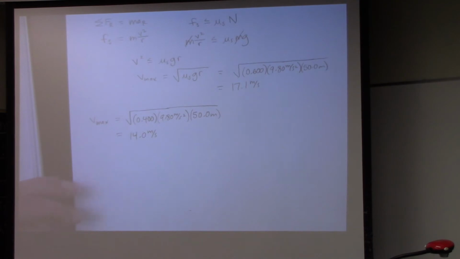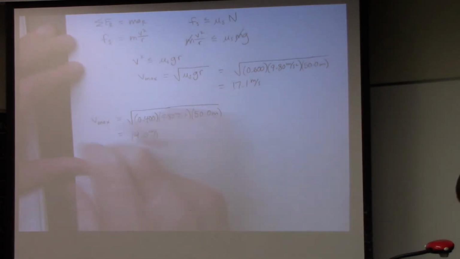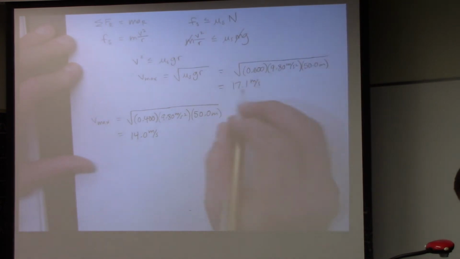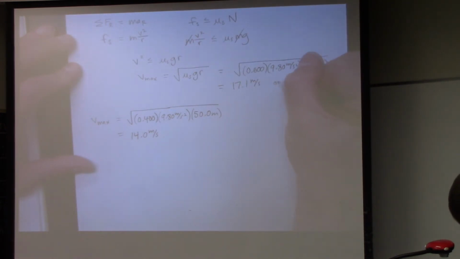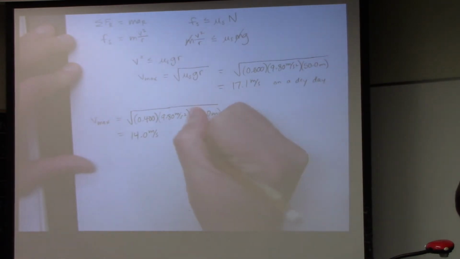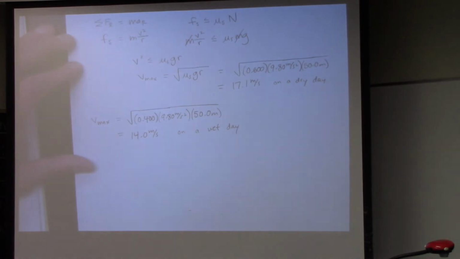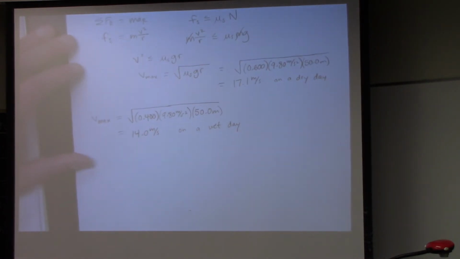So you have to take the turn slower now because the road is wet. And actually, let me just label this. 17.1 from before was on a dry day. Now this is on a wet day. Okay, so basically that's our Vmax, and we want to compare that to 35 miles per hour, which is how fast you're moving as you take the turn here.